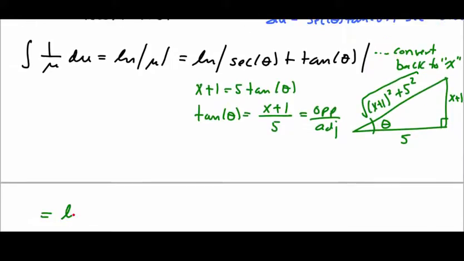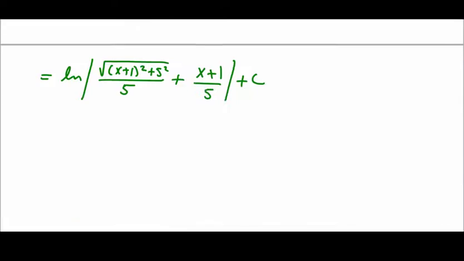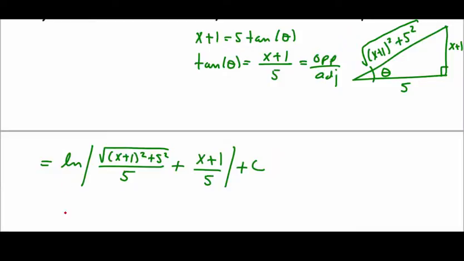So this is equal to the natural log absolute value of secant. Now secant is 1 over cosine. Cosine is adjacent over hypotenuse. So this should be the hypotenuse over the adjacent. Now tangent, I already have. It's opposite over adjacent, x plus 1 over 5, plus c. That's my constant of integration. So this would be my solution.